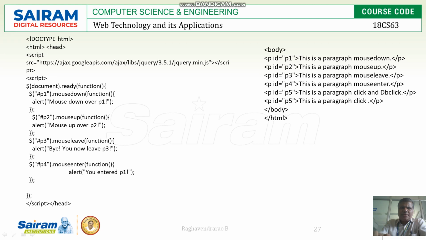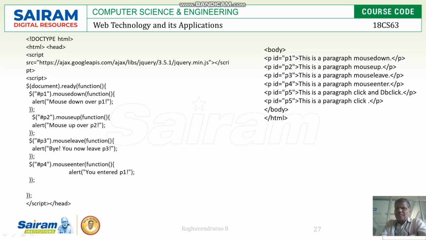The function is going to be there, dollar, within the bracket you can write hash p1, within the double quotes, dot mouse down, the function is being called. When it is called, this mouse down event, that much only you are writing. You are not writing any other functions over here. P1, here it is, paragraph ID is P1. So ID we are calling it here.